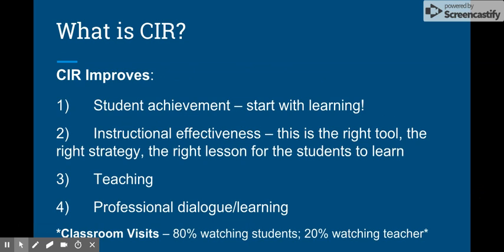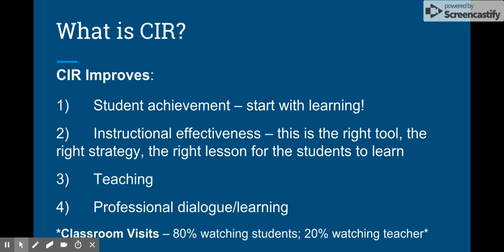The goal of CIR is to ultimately improve student achievement and instructional effectiveness. It's really about targeting to make sure that we have the right tool, the right learning for the students at that time, and being intentional about our learning targets. We also want to improve professional dialogue. So for our teachers who are being observed, as well as the teachers who are doing the observing, really raising the bar on our ability to talk to each other about rigor, relevance, and learner engagement to improve our instruction and our student learning.